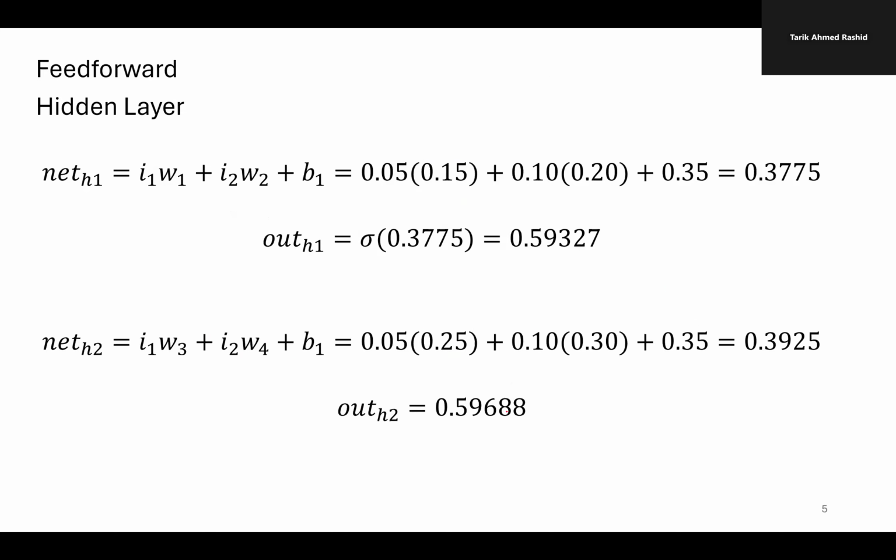So here is the net as I explained earlier. That's the net of hidden 1: I1 multiplied by W1 plus I2 multiplied by W2 plus B1. And that's the result, and we subject it to the activation function, sigmoid, and we will get this result. Net for hidden 2, same thing: I1 W3, I2 W4 plus B1. Then we will get this result.